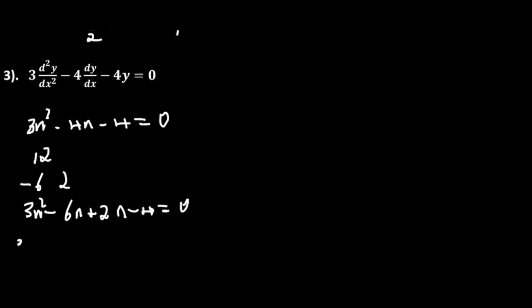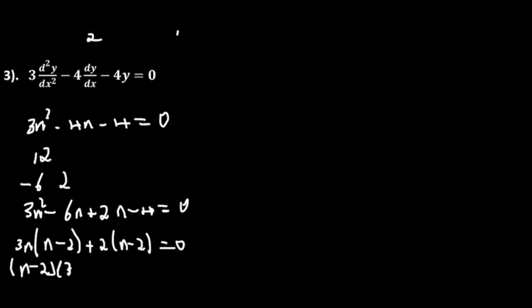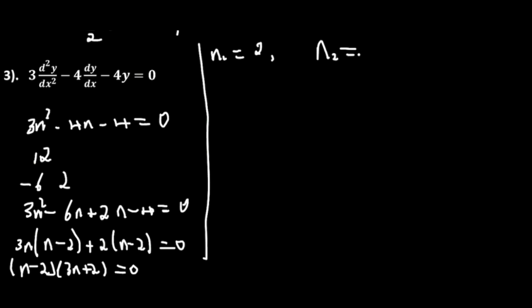So basically we're going to factor out 3n, and when we factor out 3n, we'll be left with n minus 2 there. So if we factor out 2 here, we'll be left with n minus 2. So if we factor out n minus 2, we're going to have n minus 2 into 3n plus 2. So basically this will be equal to 0. Therefore our n1 will simply be 2, and our n2 will simply be minus 2 all over 3.